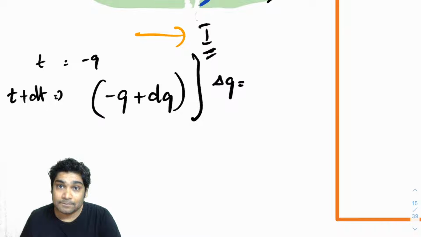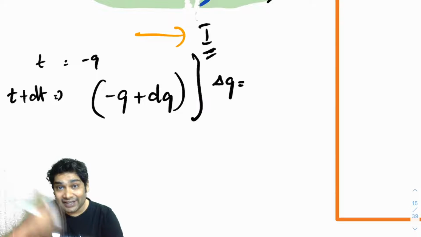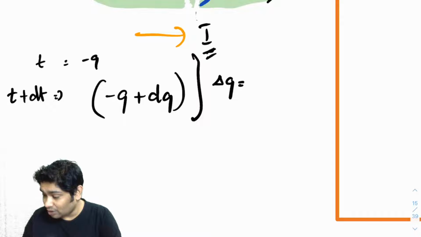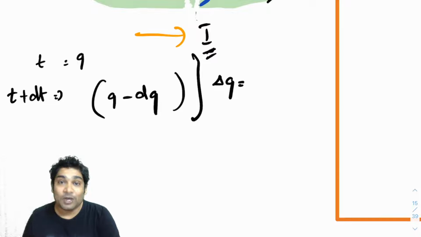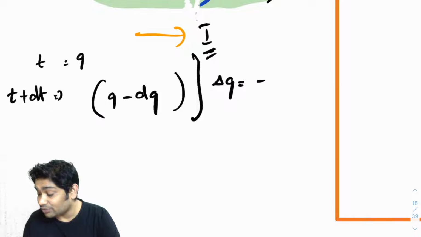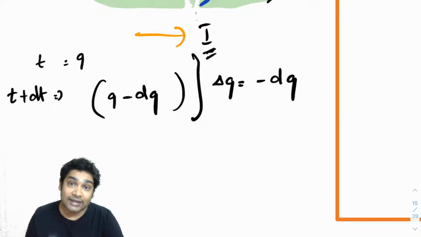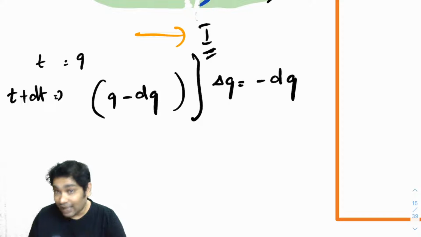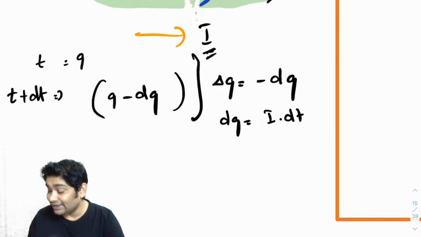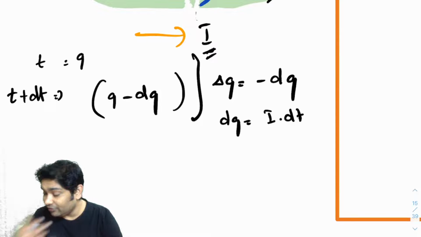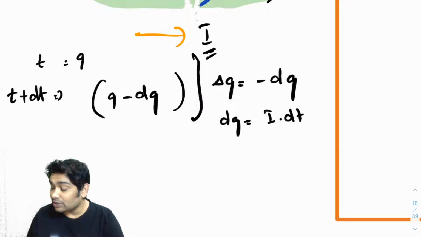What is the change in charge of the capacitor? The capacitor charge is reducing. Okay, so let's talk about the positive plate maybe. At t equals 0, the charge is plus q, and at t plus dt, it is q minus dq, right? So on the positive plate, what is the change in the charge? It is minus dq. The charge is reducing. And you will know that dq would be equal to I times dt. So from here, what I will get is that, okay, maybe we should have used some different symbol actually. We should have used some different symbol.